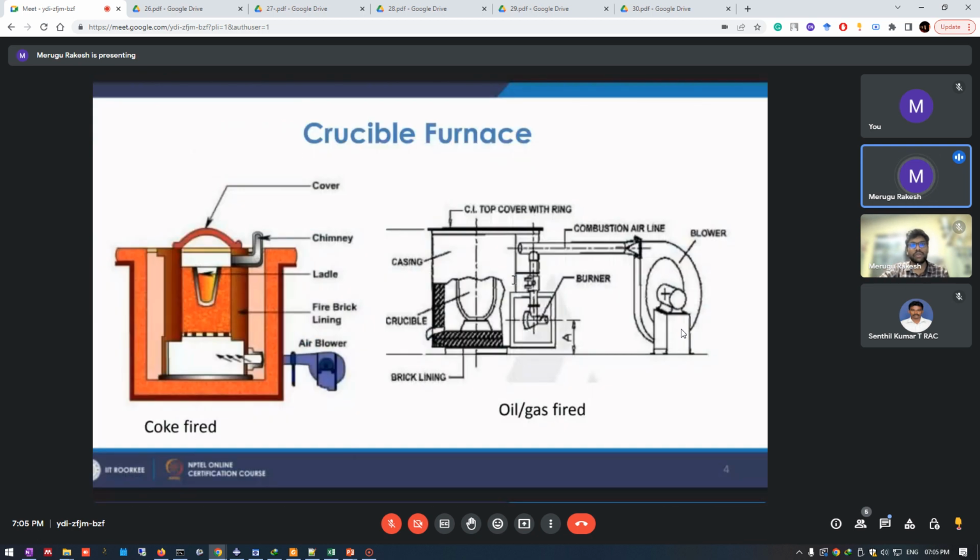So the first one is the crucible furnace. This is direct, and it is of two kinds. One is coke fired, and the other one is oil or gas fired. In coke fired, if you see this red one, that is nothing but the coke before melting. Initially we fill this completely with coke. We use an air blower and start the coke burning. After some time we get this red hot bed. We directly place the crucible inside and we melt the metal. We have a chimney for the flue gases to escape.